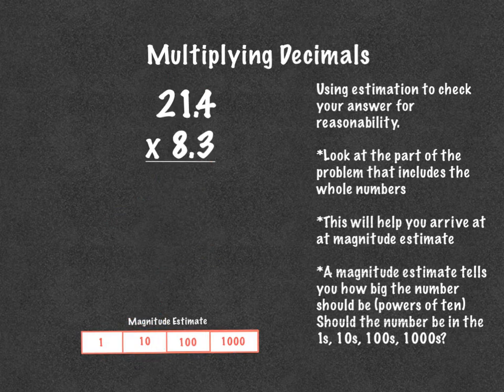So before we start, we're going to do a magnitude estimate. If we look over here at our instructions, we're going to look at the part that includes just our whole number. So we have 21 and 8. So 21, if we could even round that to 20, times 8 is going to be about 160. So we're going to be in the hundreds. Our answer should be right about that, and we know it's going to be in the hundreds place. Let's try multiplying.